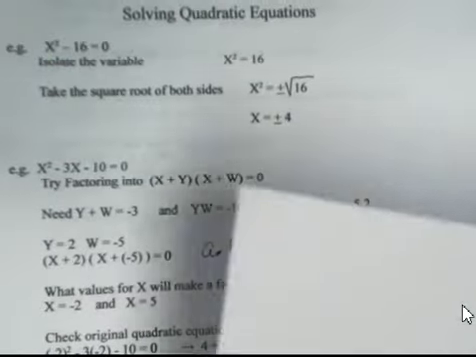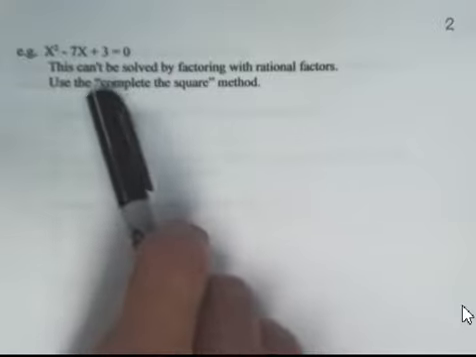Now, I'm going to go to another one here. Sorry, it's not quite on the screen. x squared minus 7x plus 3 equals 0. You could spend some time here trying to think of two numbers that multiply to give plus 3 and add to give minus 7, but you will not find them. This one does not factor with rational factors. So let's use the method called complete the square.